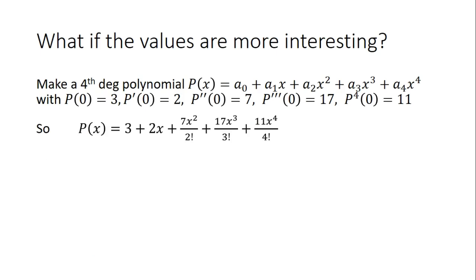So p of x is going to be 3, that's our first term, plus 2x right here. And then p double prime is 7, so I have 7 over 2 factorial. Then I have 17 over 3 factorial. Then 11 over 4 factorial.